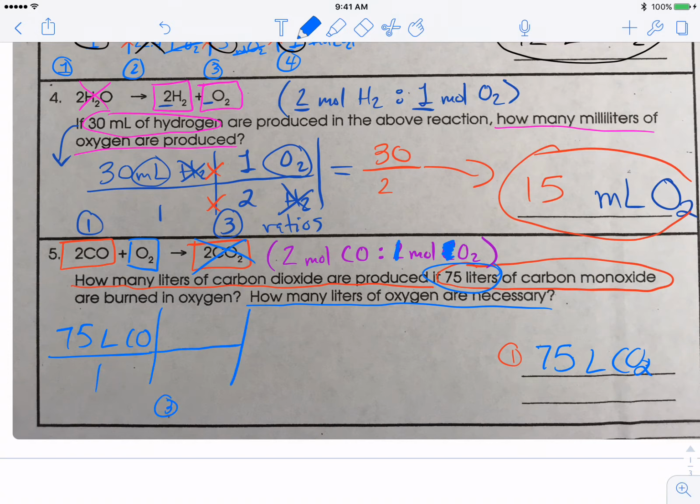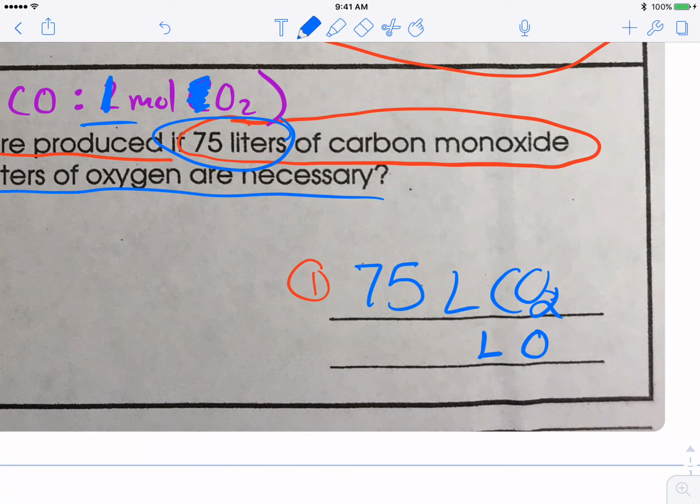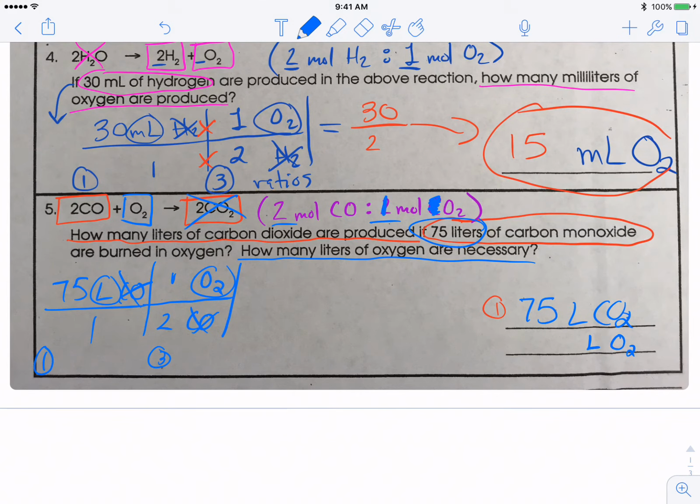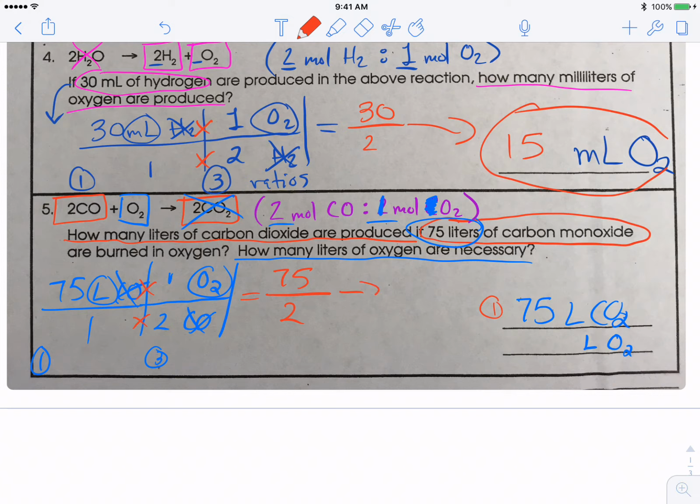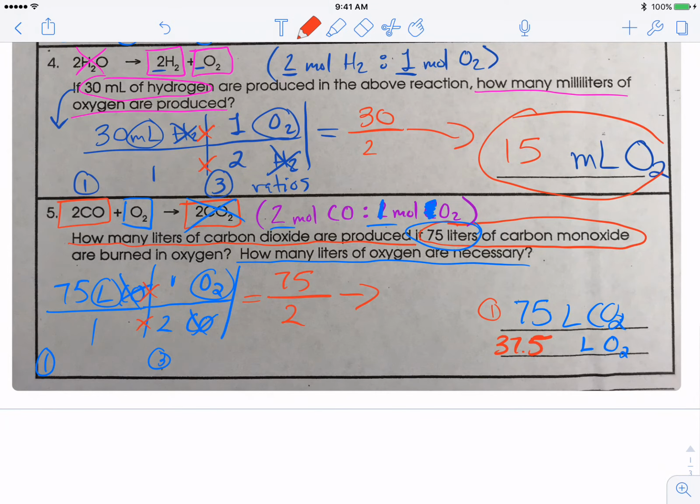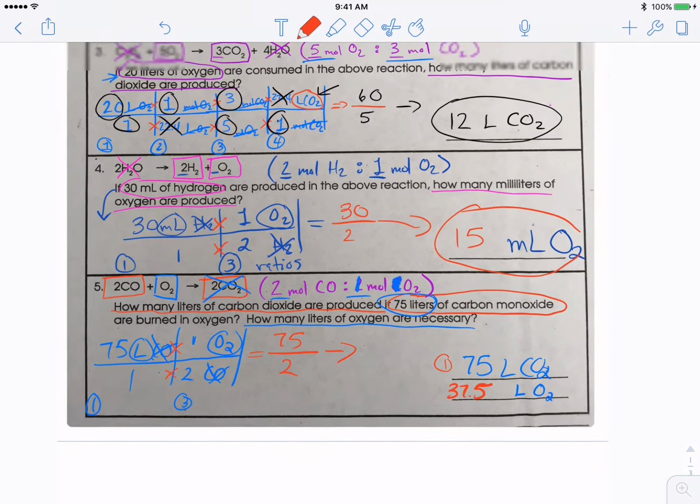We're going to skip to the ratio step. So step number 3. This is step 1. We want to get rid of CO and we want to convert it to O2. The ratio is 1 to 2. Cancel the COs out. So it's going to be liters of O2 in our answer. Let's write that. Okay, so we're going to do 75 times 1, which is 75. 1 times 2 is 2. Going to simplify that, and the answer is going to be 37.5 liters of O2.